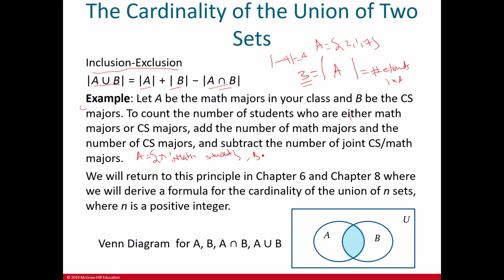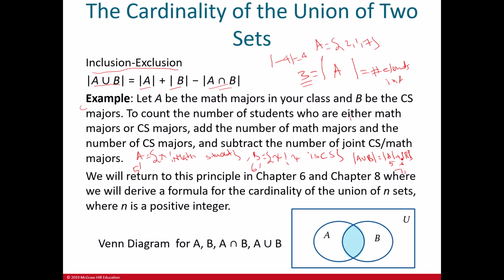And I have B to mean what? X is computer science student. But we know that some students are really doing both, all right? So if A has, let's say, 5 students in it, and B has 6 students in it, then the total, A union B, will be A plus B. Okay, and in this case 5 and 6 are going to be 11.